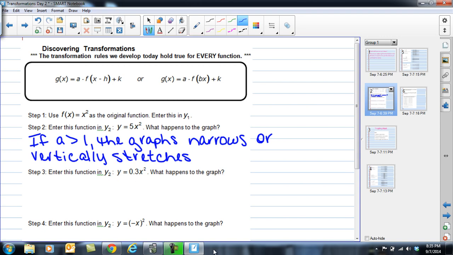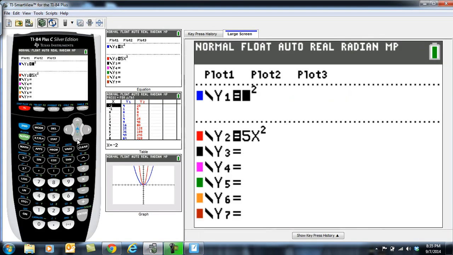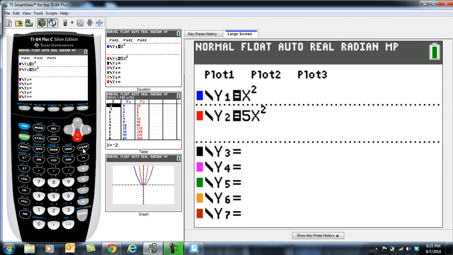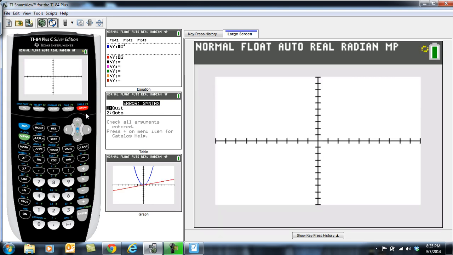So now we're going to do 0.3x squared. We're going to go back to our calculator, same thing. I'm going to change this function, so now it is 0.3x squared, and then we'll look at what happens there. And we're going to do the same thing that we did before. I think I forgot my squared. No, I didn't. There it is.